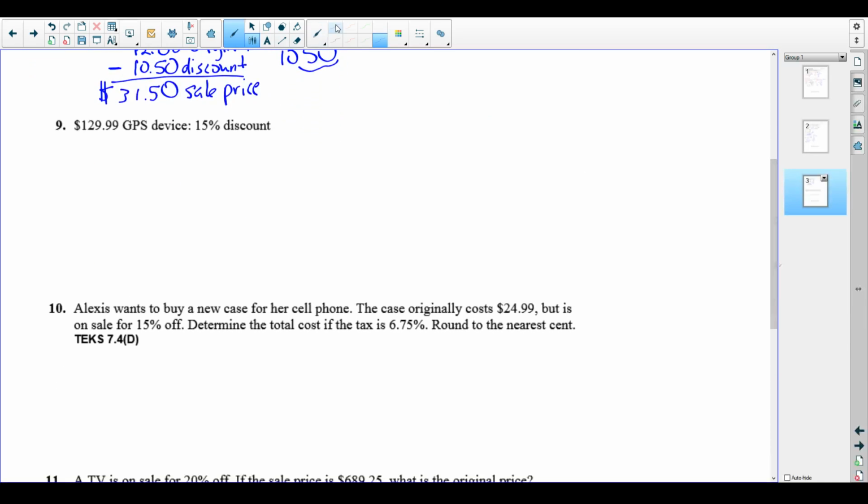So number 9, again, same thing. We're just repeating it until we get it. So 15% over 100 equals some numbers. We have our discount on top. We have our original amount on top. So this says 129.99. I'm not doing that. I don't have time for that. I'm going to call this $130 even. If I'm off by 1 penny, whatever, it's 1 penny.